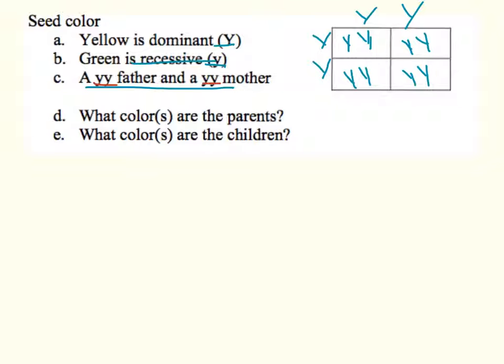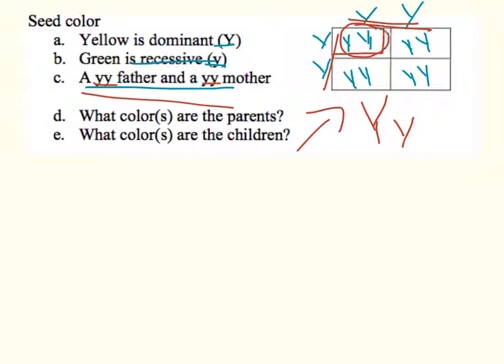So, you get your squares here, and you put lowercase y on both sides, because they're both lowercase. If they were going to be heterozygous, one would be capital and the other one would be lowercase. But they're homozygous, so they're lowercase. So then you have to fill in the chart with lowercase y's in every square.